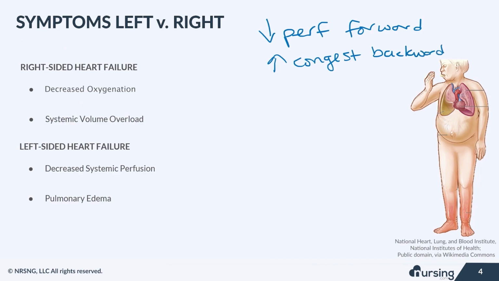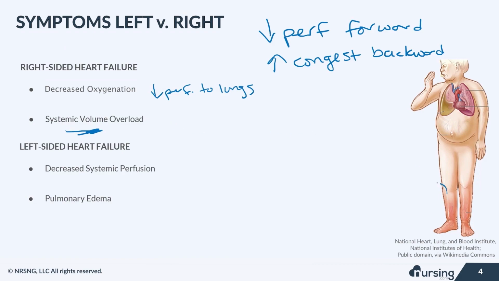All right, so in right-sided heart failure, forward is the lungs. So we have decreased perfusion to the lungs. So we're going to see some oxygenation problems. They may struggle with activity because they're just not getting enough blood flow to their lungs and they're not getting enough gas exchange. And then backwards, we see that congestion into the system. They're way overloaded in that systemic circulation. So what does that mean?